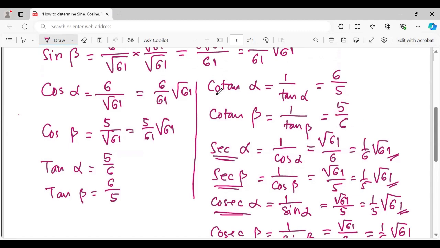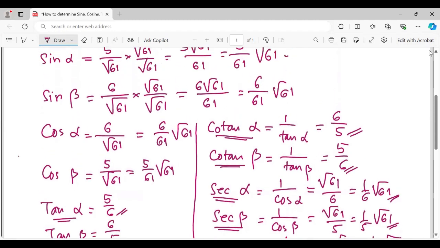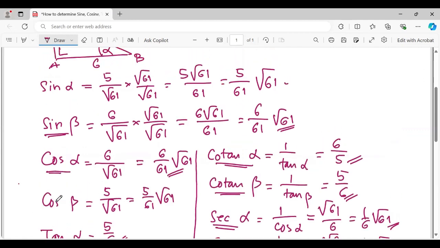Then cotangent alpha, same with tangent beta. You may compare the result. Cotangent beta, same with tangent alpha. You may compare the result. Cosine alpha, same with this one, sine beta. You may compare the result. Cosine beta, same with sine alpha. You may compare the result.